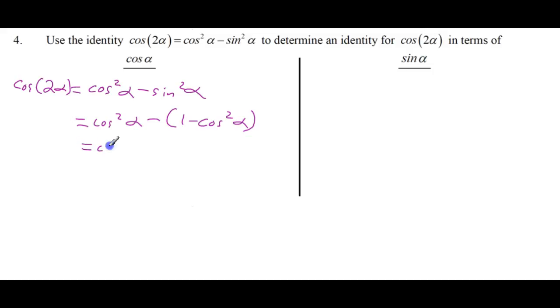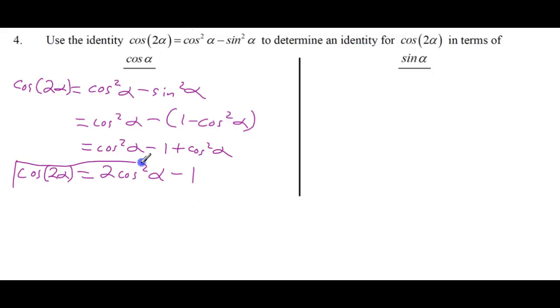So expanding away a set of brackets, we got cos squared alpha minus 1 plus cos squared alpha, which is 2 cos squared alpha minus 1. And that's the cos of 2 alpha. So there's another identity. It's a form of a double angle identity for cosine.